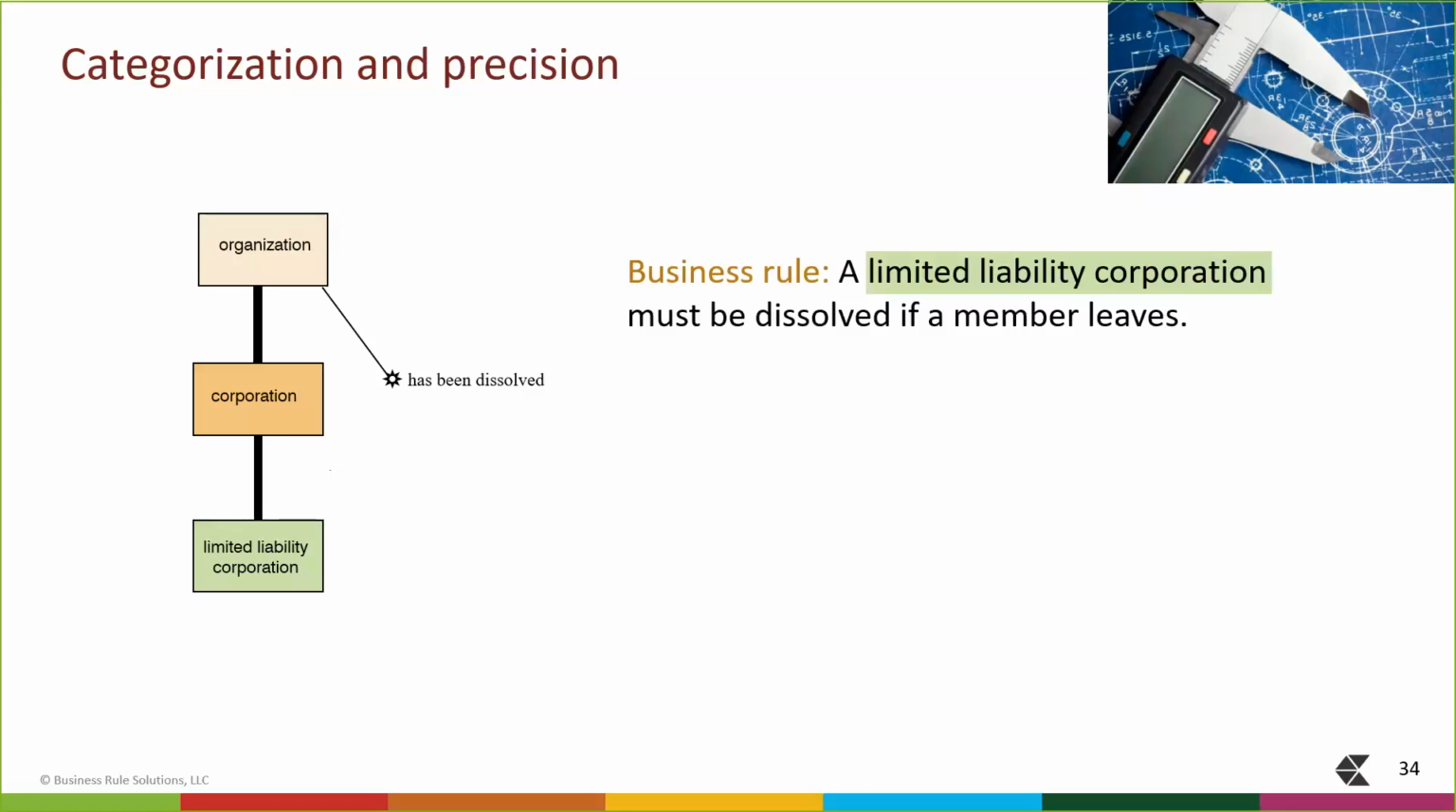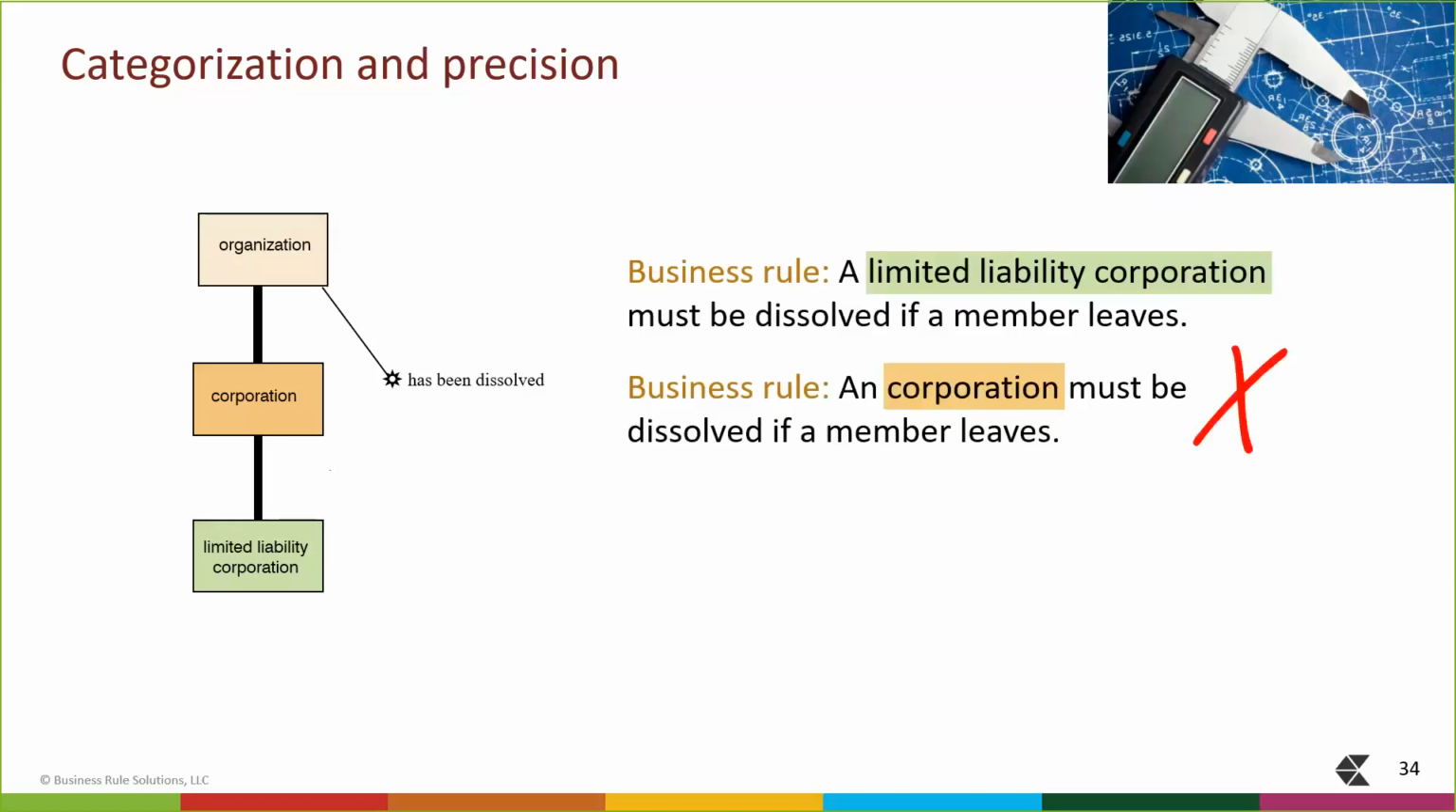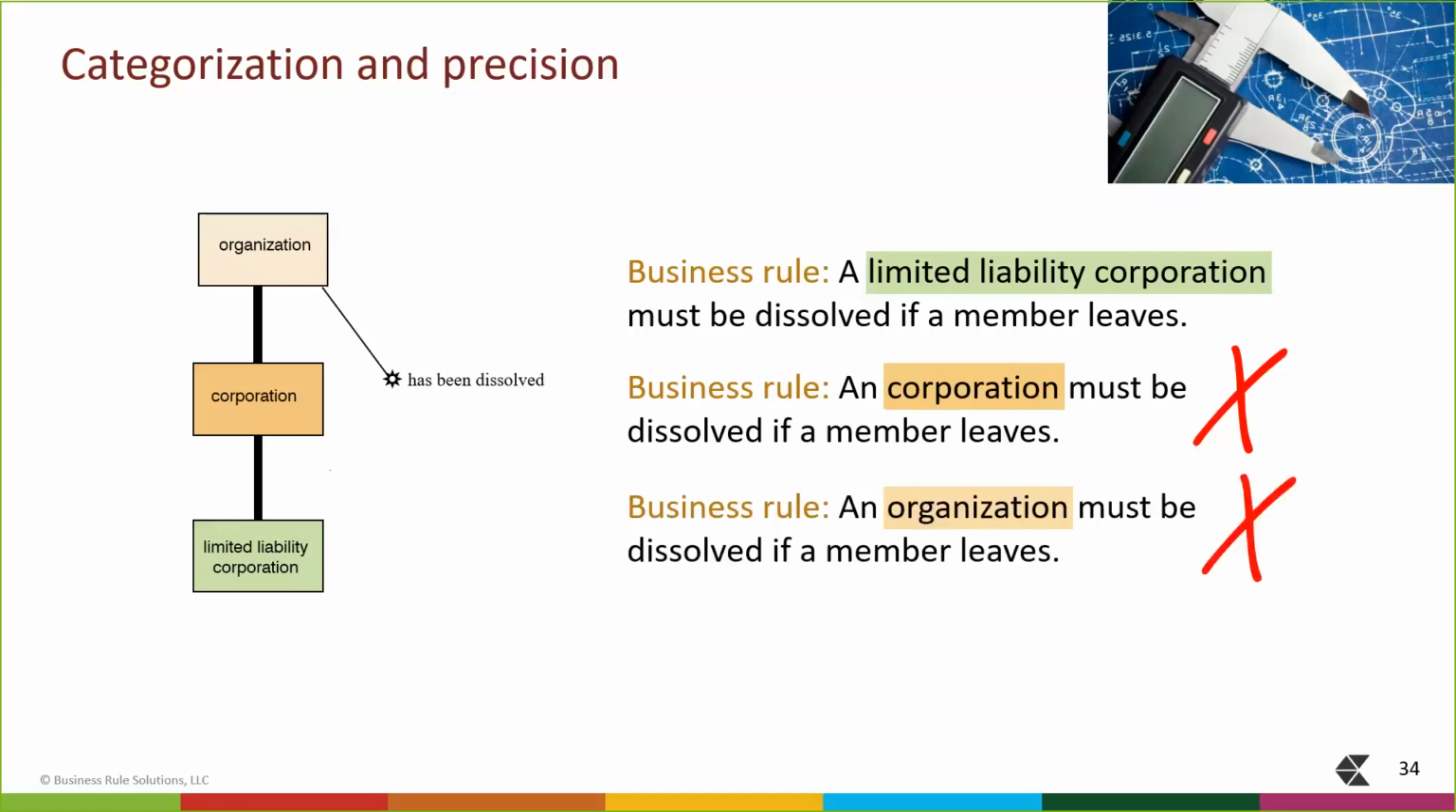Now that makes perfect sense. It's perfectly precise. It's perfectly accurate. Now this version would not be precise, and it's not accurate. A corporation must be dissolved if a member leaves. That's just not true. Wrong choice of nouns. And this version is also certainly not correct. An organization must be dissolved if a member leaves. That's just not true. It's just not essential to the meaning of organization. So the categorizations in organizing your nouns, the nouns that stand for concepts, give you a very rich vocabulary to make statements about the business, in this case, business rules, correctly.